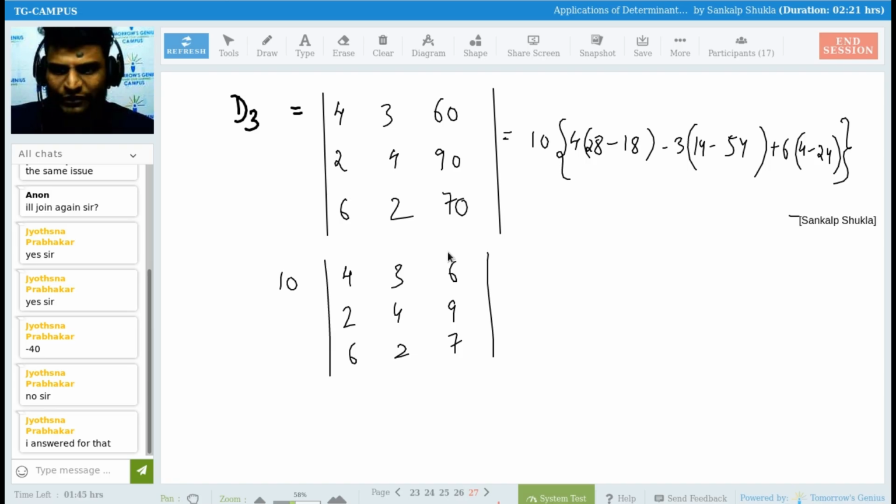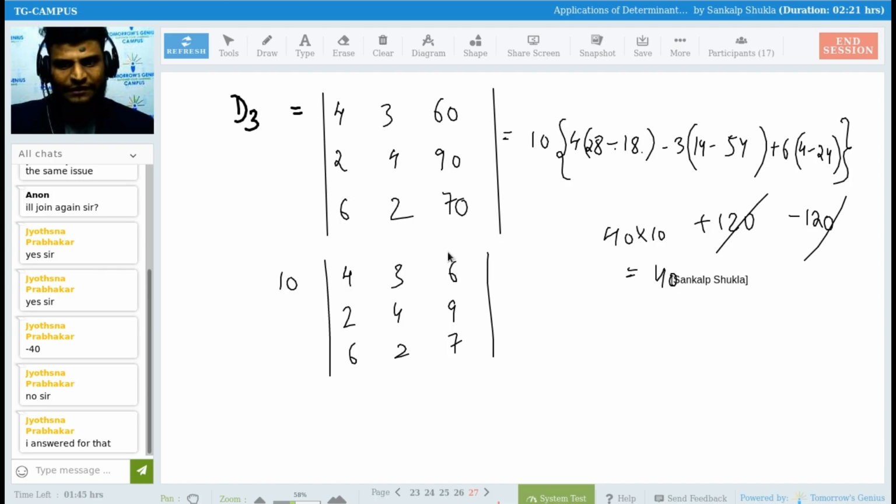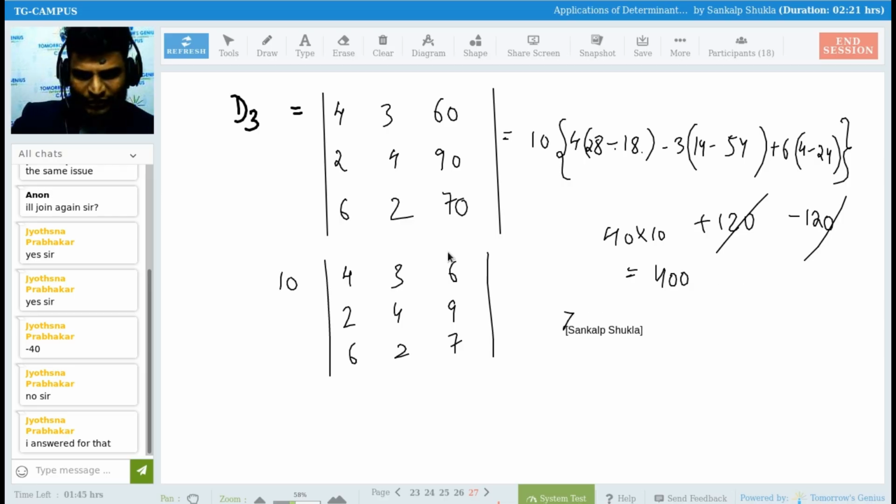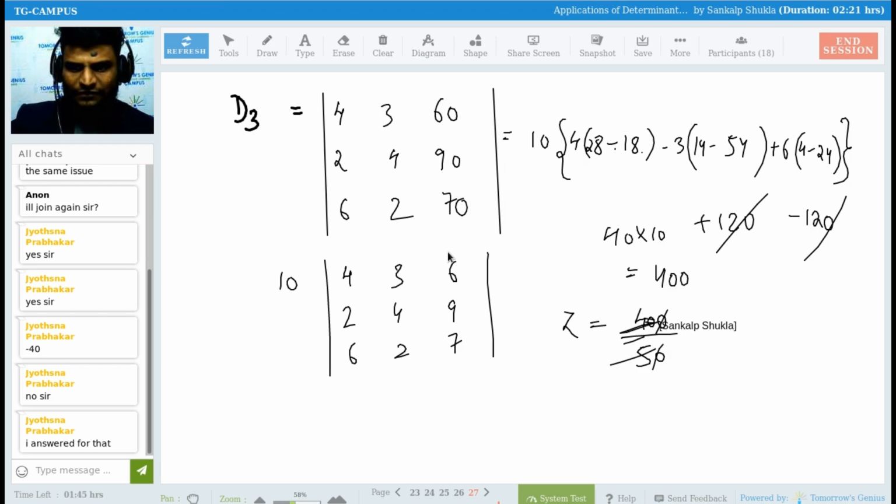This is minus 20. Minus 20 into 6 is minus 120. This is 14 minus 54 is minus 40. Minus 40 into minus 3 is plus 120. So they will cancel each other. 28 minus 18 is 10. 10 into 4 is 40. And 40 into 10 again is 400. Correct. So the value of D3 is 400. Right? So the value of Z will be 400 by 50. Again 8 is the answer.